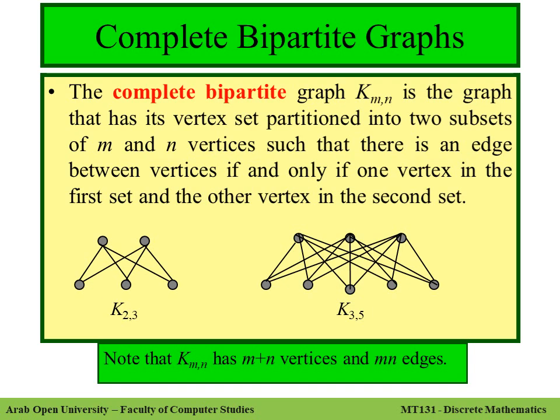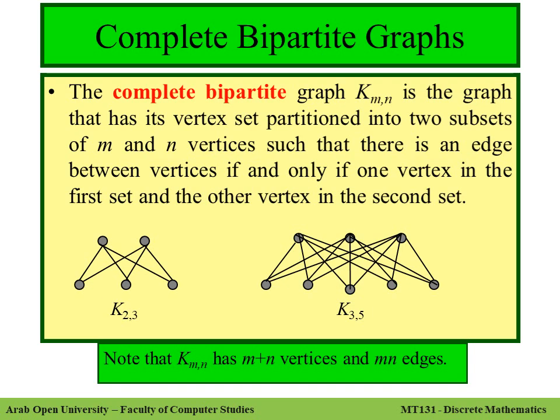Here is an example of the graph to the left, K_{2,3}. The 2, 3 refers to the first group, which is on top, having 2 vertices. 3 is the group in the lower part. There are 3 vertices. Every vertex from the first group is connected to every vertex from the second group.